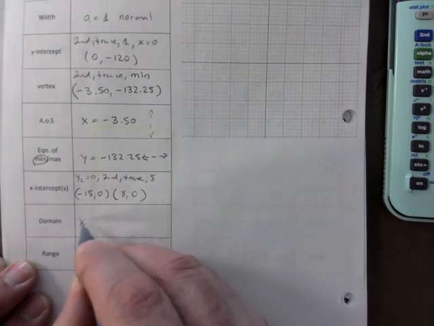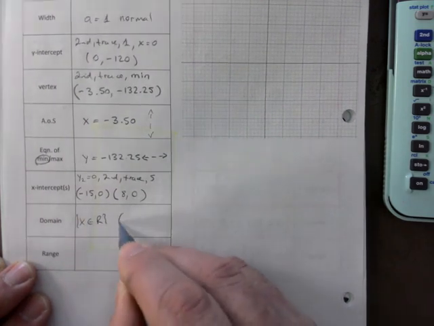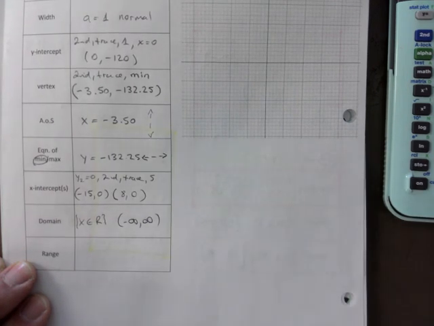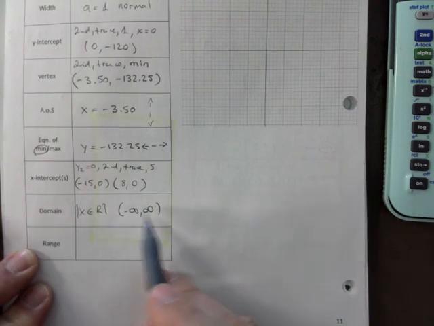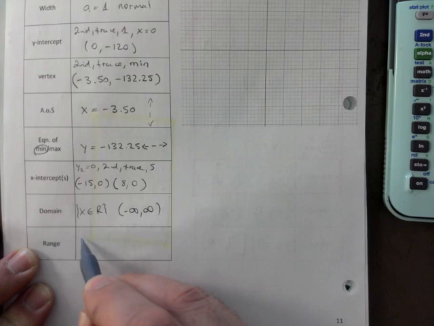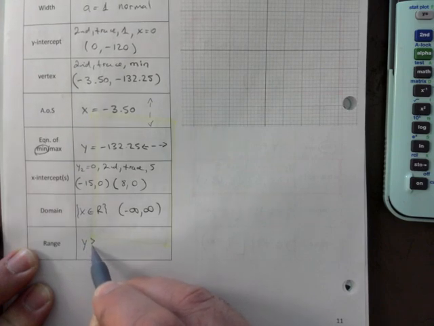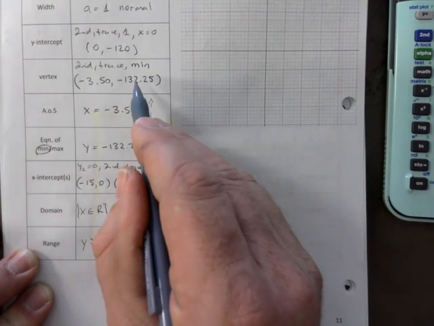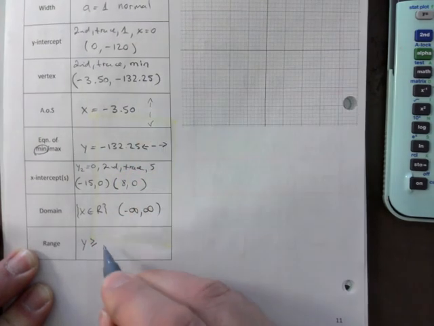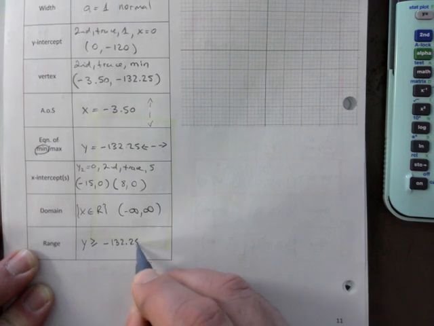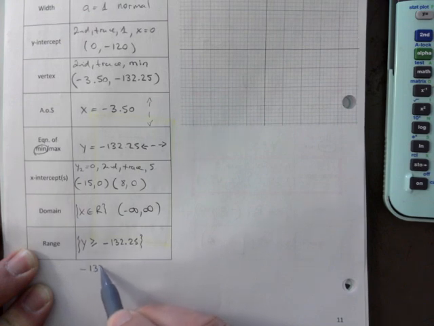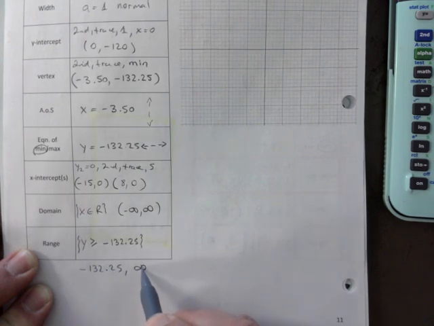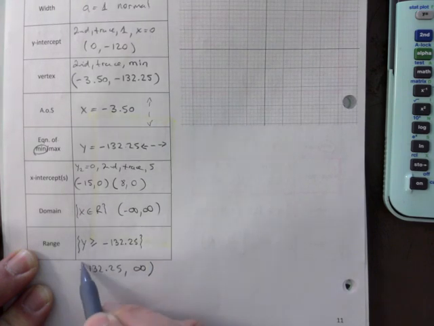Domain and range. This is always the same for now, but you should be able to answer that just like that, right? Domain is all real numbers, every single x value. The range, it's pointing up, so it'd be y is greater than or equal to the lowest value possible, which is negative 132.25. You could also write it like this, negative 132.25 all the way to positive infinity. Square bracket, round bracket. Okay.